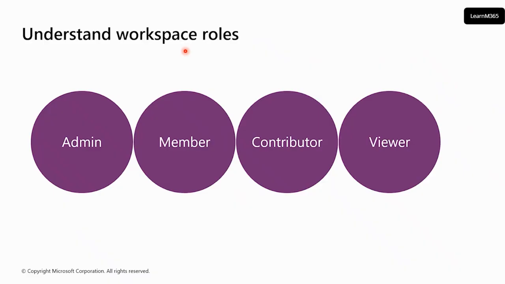Now, workspace roles will control what the users can do and access within a Fabric workspace. For that, we have workspace roles. We have four workspace roles and they apply to all the items within a workspace. Workspace roles can be assigned to individuals, to security groups, to Microsoft 365 groups, or to distribution lists. So users can be assigned to these roles.